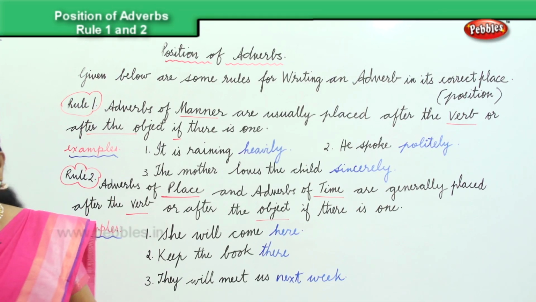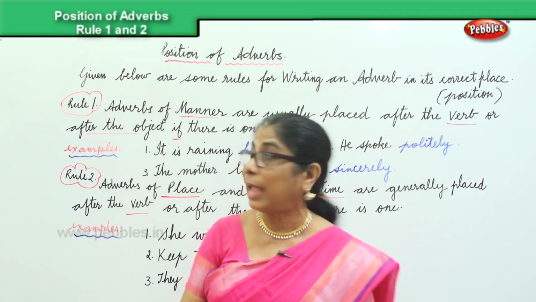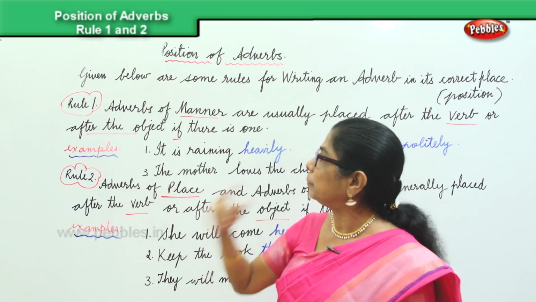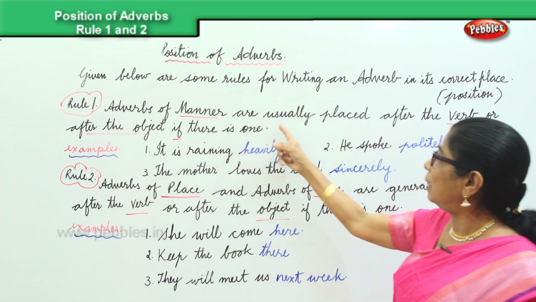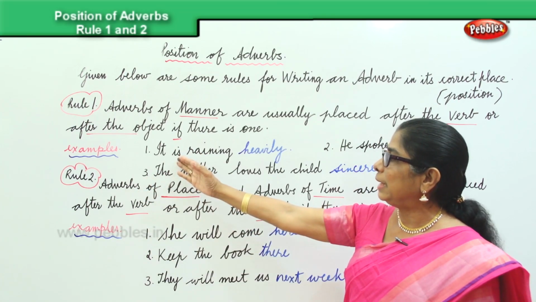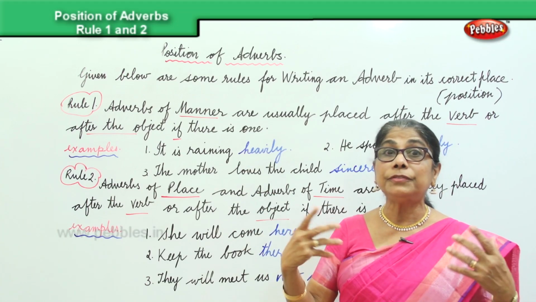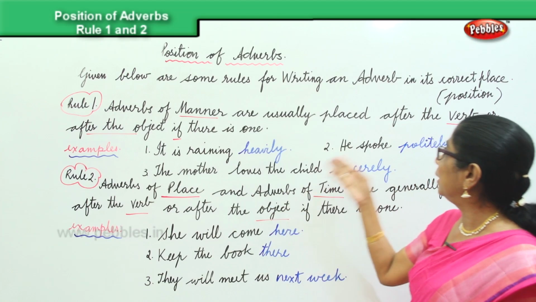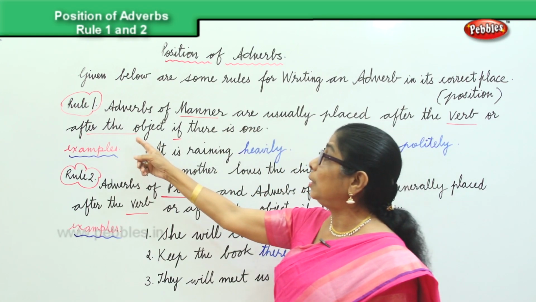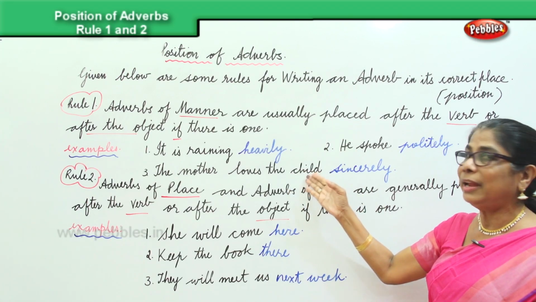In the first rule, let's look at it very carefully. We are looking at the position of the adverb. Given below are two rules for writing an adverb in its correct position. Rule number 1 says adverbs of manner are usually placed after the verb or after the object if there is any. So in the examples here, it is raining heavily. Adverbs of manner, the adverbs are placed after the verb. Raining, verb, heavily. Spoke, verb, politely. The mother loves the child sincerely. The child is the object.